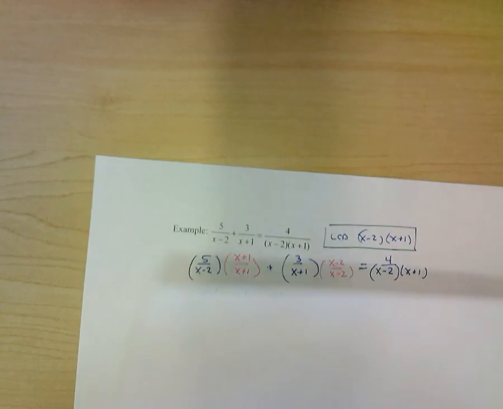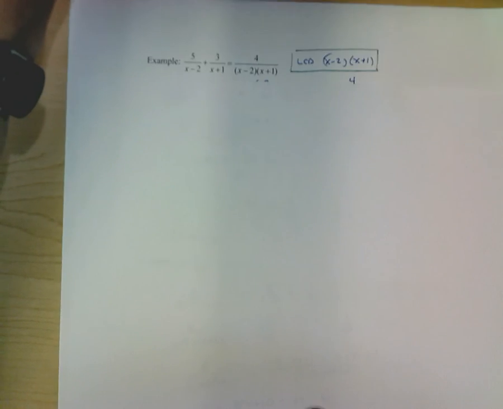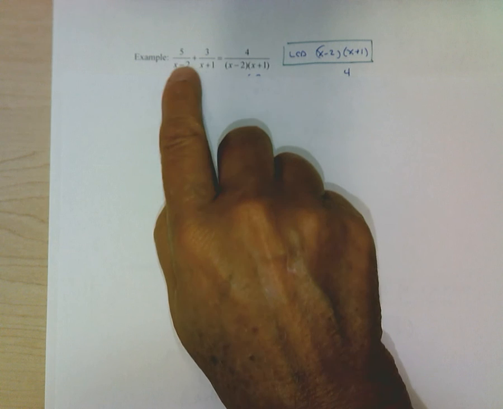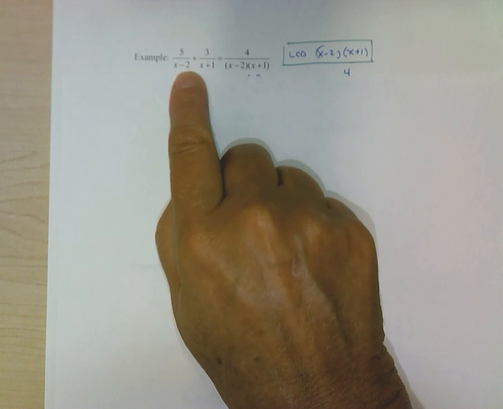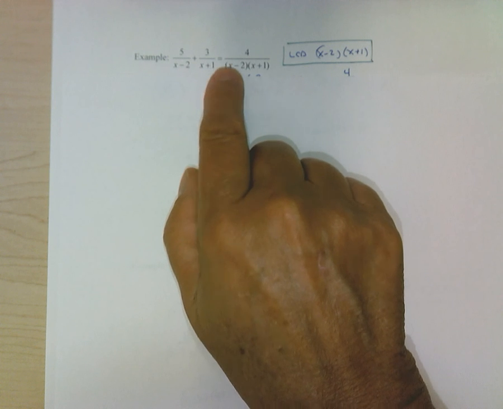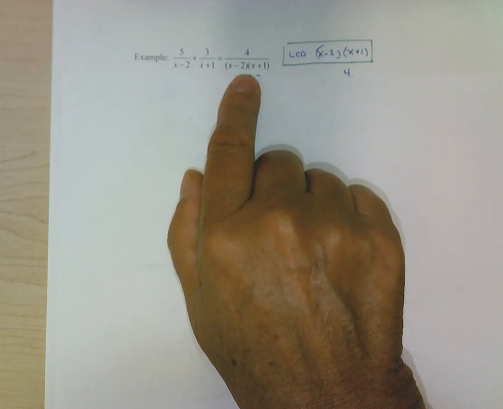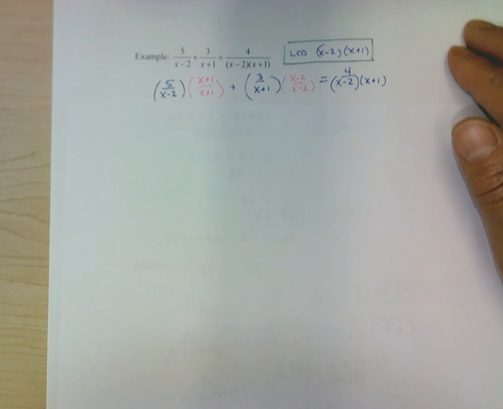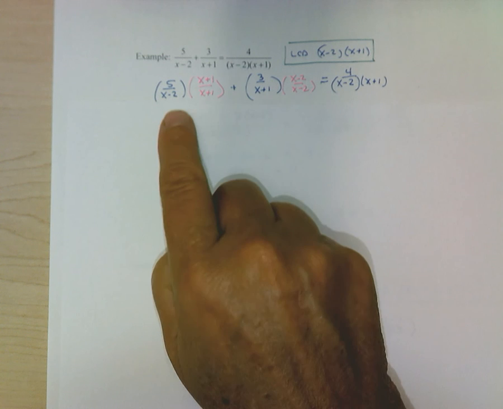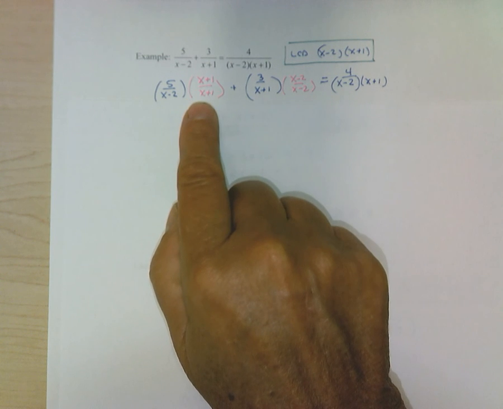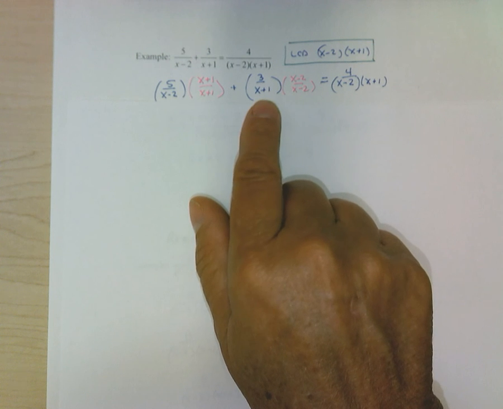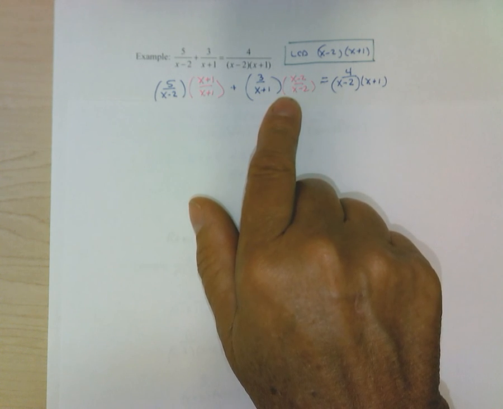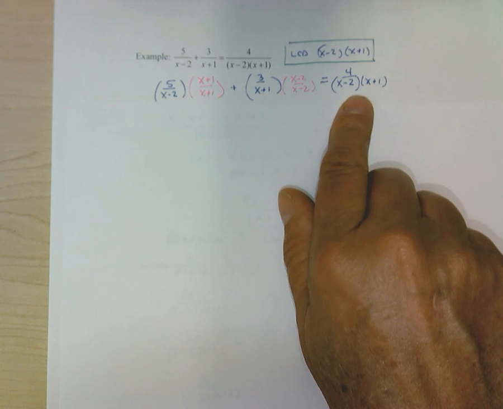Now the problem's going to get a little bit more complicated, but the same idea still exists. So this example, I have this fraction 5 over x minus 2 plus 3 over x minus 1 equals 4 over x minus 2, x plus 1. So my least common denominator for everything is x minus 2 and x plus 1. And I've written that here. So when I create my fractions, I have to multiply the first term by x plus 1 over x plus 1, my second term by x minus 2 over x minus 2, and on the other side of the equal sign, I don't have to do any work.